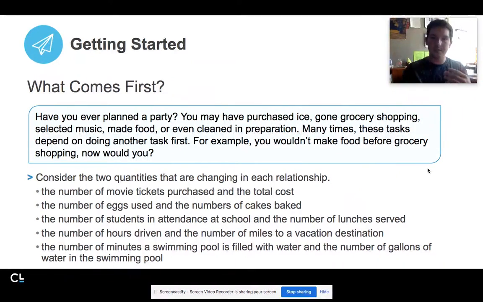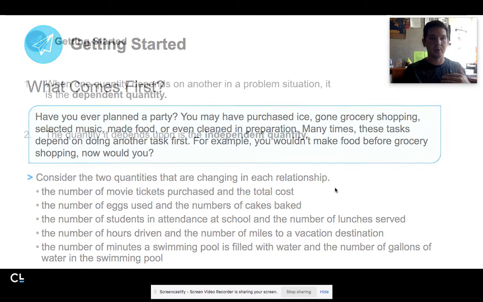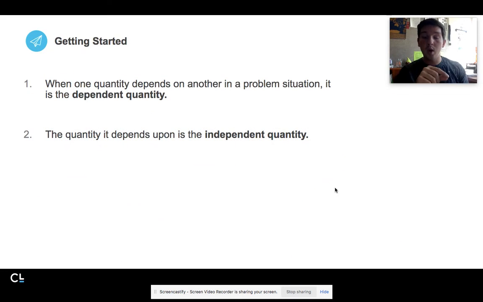But the official definition of independent and dependent variable is this: when one quantity depends on the other in a problem situation, it is the dependent quantity, right? It depends on something. But the quantity it depends upon is the independent variable. It can be on its own. It doesn't need anything else. It can do what it wants. It's the independent quantity. So those are some key definitions there for you.